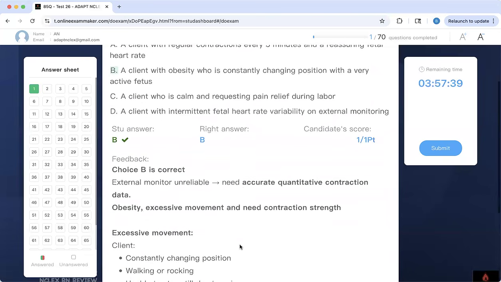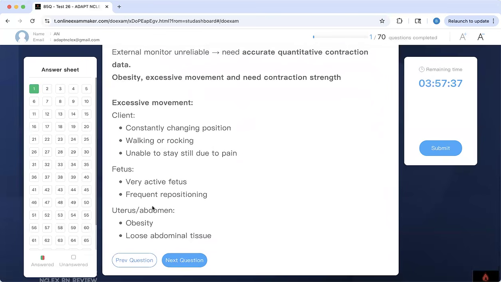Question 1 down. Write the concept down. Take a picture of this because you will see it on your NCLEX. Trust me.